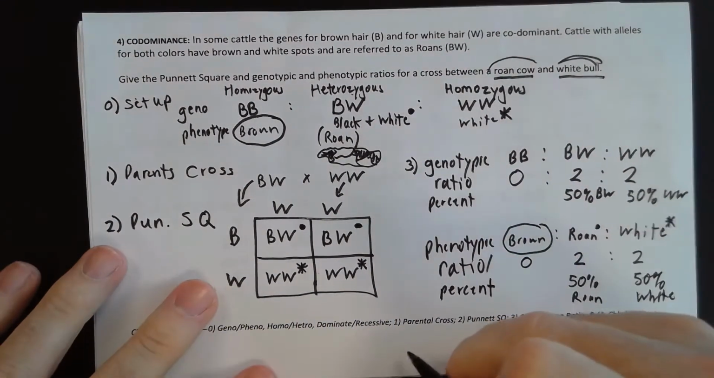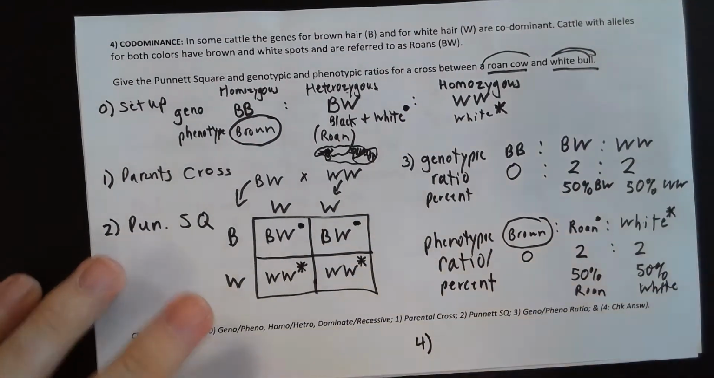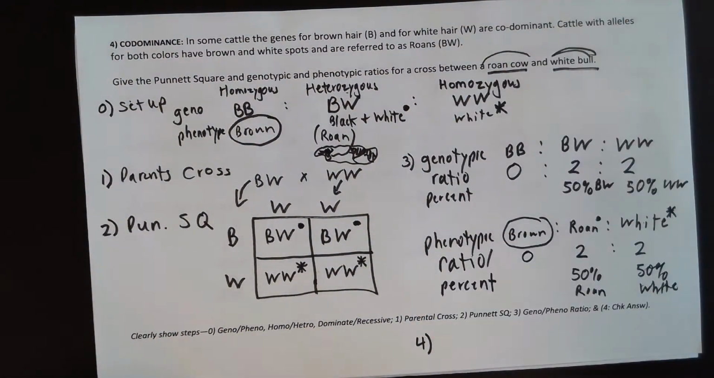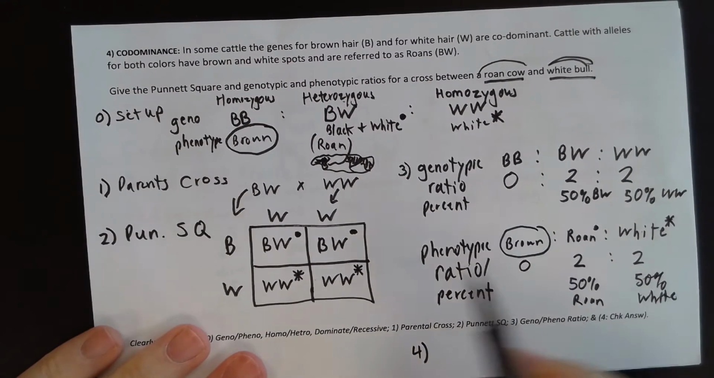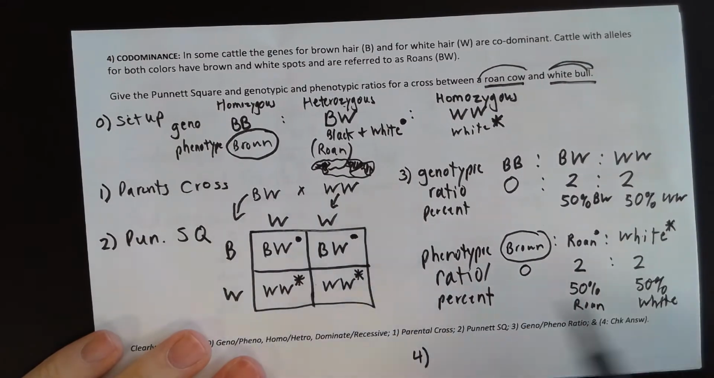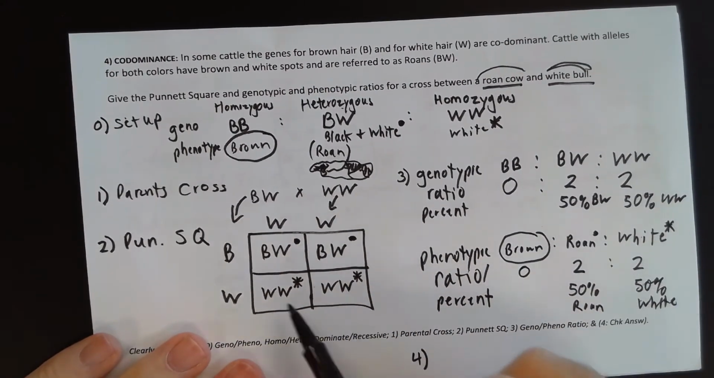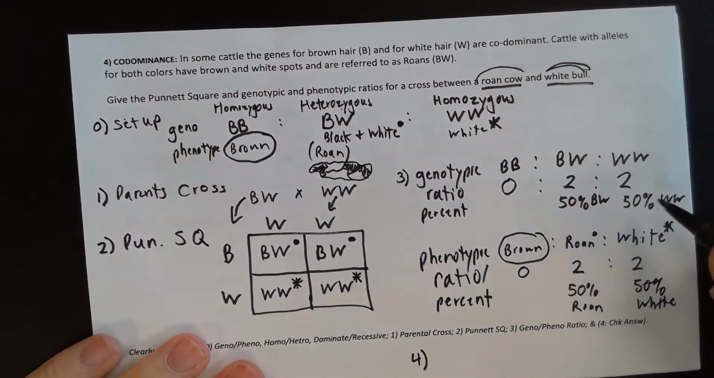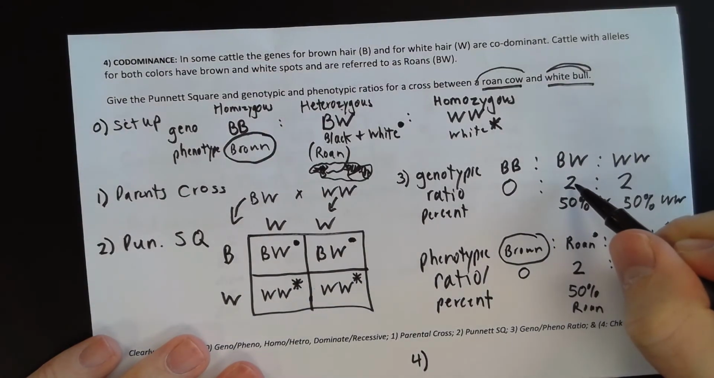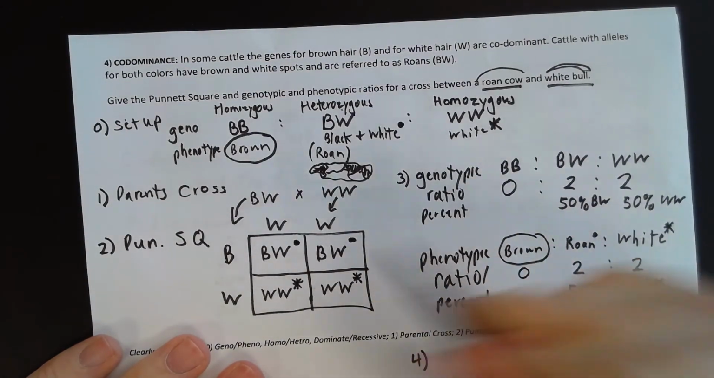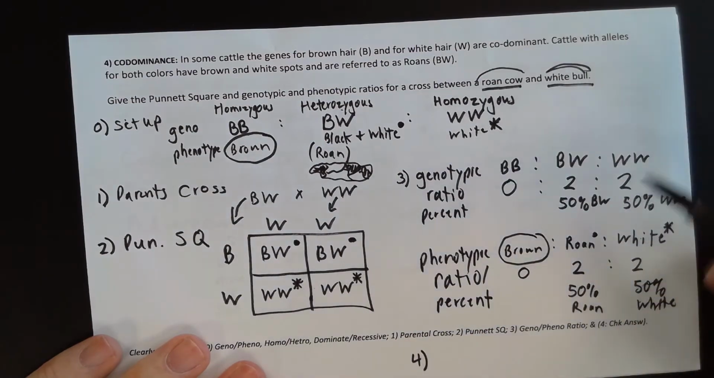Step 4 is probably the most important step, and that's the check going backwards. Don't go the same route you came, because you won't catch any mistakes. Let's just make sure we counted correctly. Do we have 2 roans? 2 dots? I see 2 dots. Do we have 2 white? 2 asterisks? I see 2. So we got that correct. Do we have 2 BWs? Yep. Do we have 2 whites? Yes. So we've counted correctly.